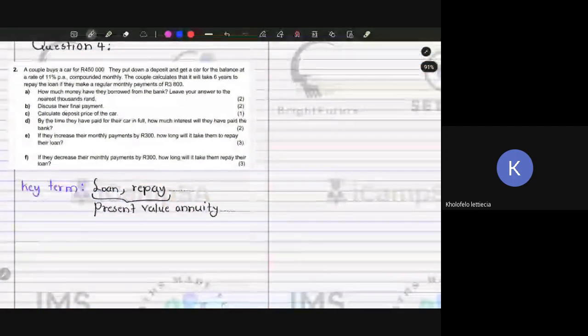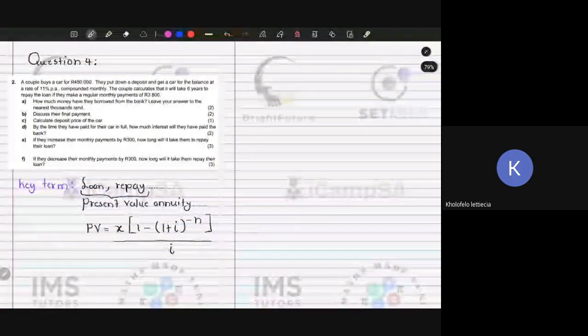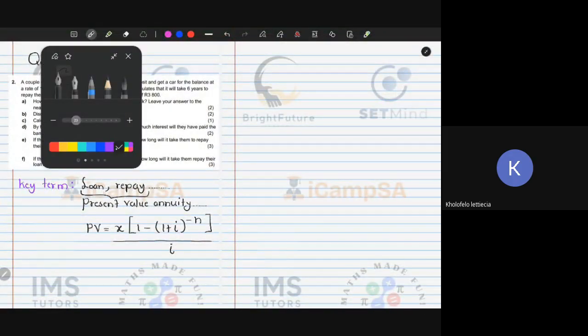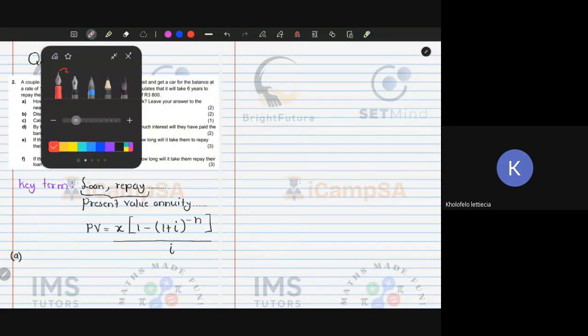So let's quickly see what happens. Present value annuity, we know the formula from the back of our paper is this one, 1 minus (1 plus i) all to the power of negative n, divided by i, like this. Now, let's start with A. For A, guys, the question is, what are we looking for?